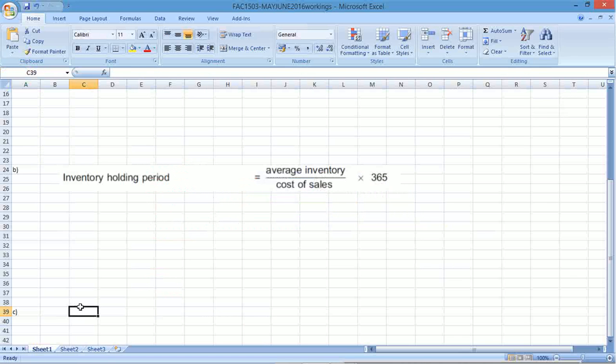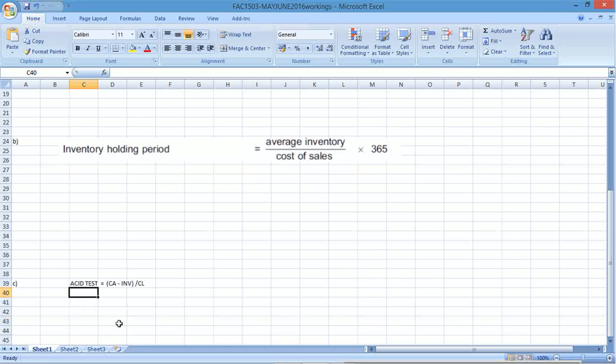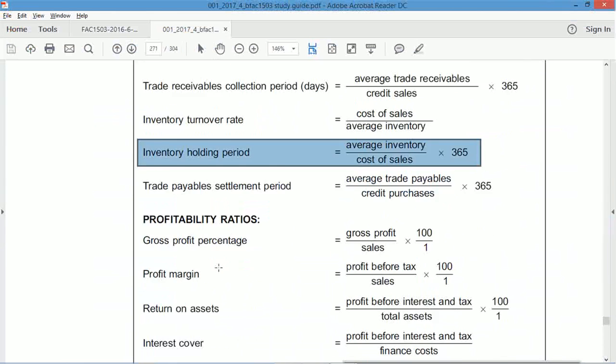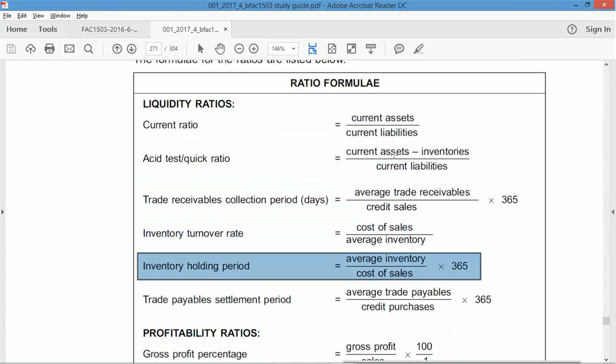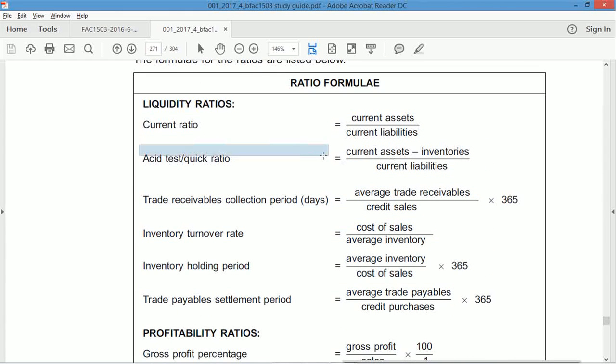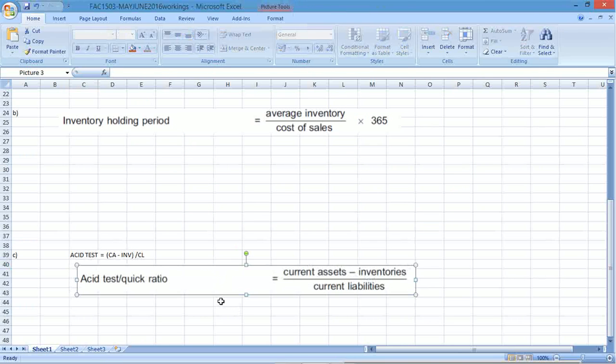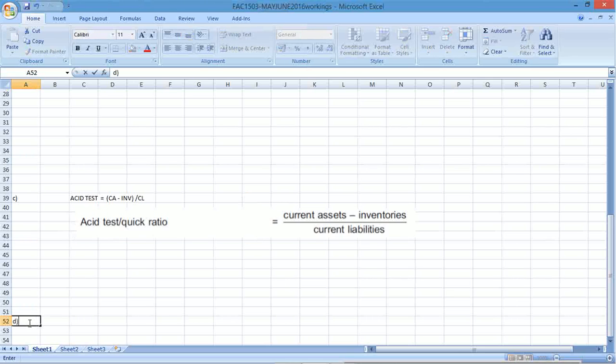Acid test is simple, we don't even need the book. Acid test is your current assets taking out the inventory divided by your current liabilities. Straightforward, it's simple, it's easy. Current liabilities. There's my acid test. Obviously if you wanted to, you could write it down in this format, numerator over denominator, doesn't matter. As I said, it's a simple equation, very easy to remember. That's what you would have to write down.